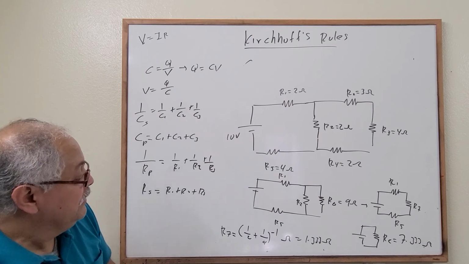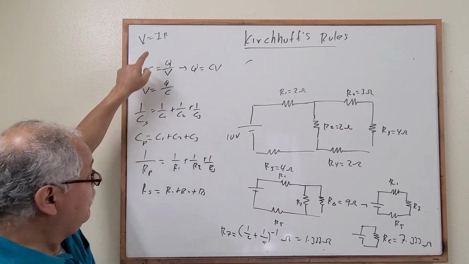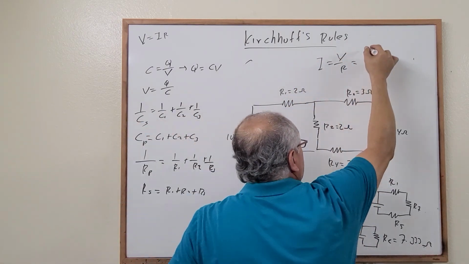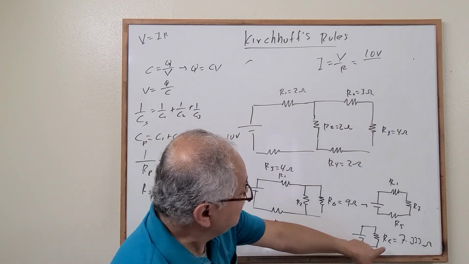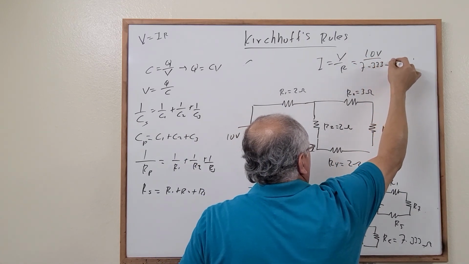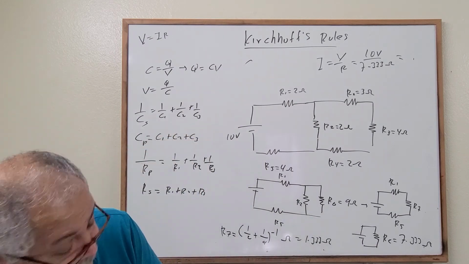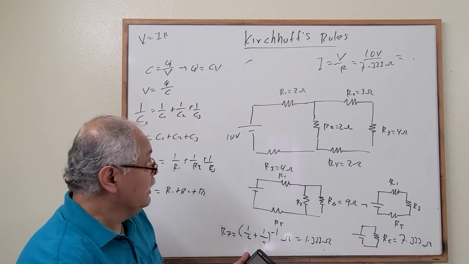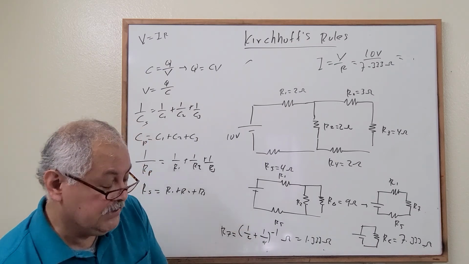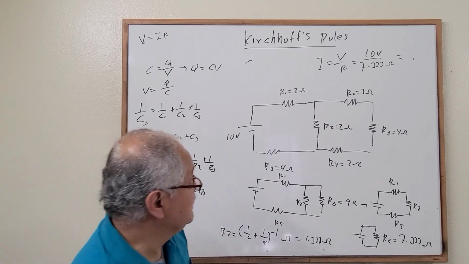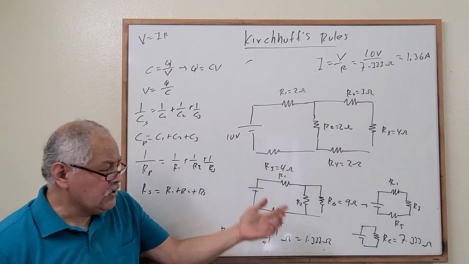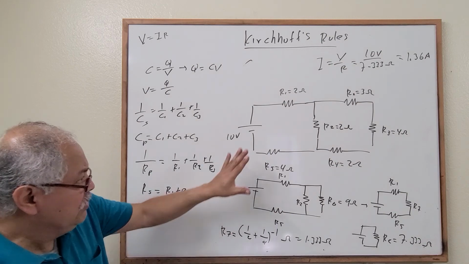Also, we can find the total current, right? What should be the total current? Well, let's go to Ohm's law to find the current. I equals voltage divided by resistance. What is the voltage for this case? It's 10. What is the equivalent of the total resistance? It's going to be 7.33 ohms. So let's do it. It's going to be 10 divided by 7.33, okay, equals 1.36 amps. Correct? So that's the way we can solve a circuit using only resistors.